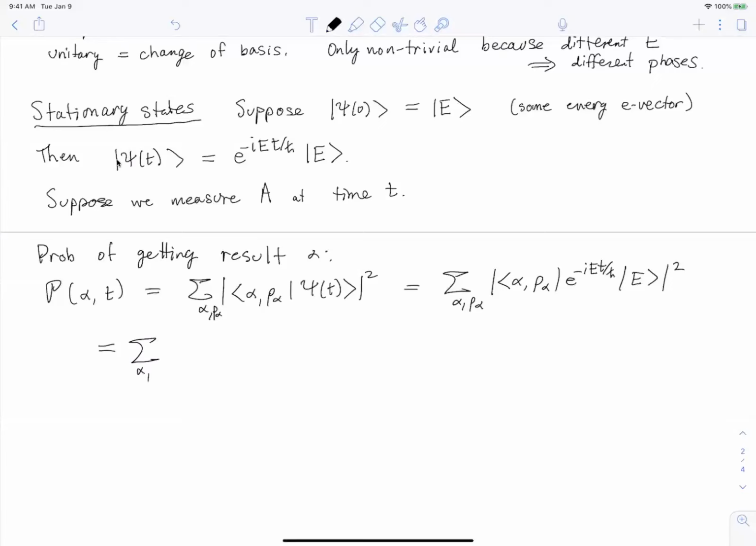Wait, what am I doing? I shouldn't be summing over alpha. You should have objected to that. Alpha is some fixed thing. So let me fix this. These sums should have been over rho sub alpha, not alpha. Alpha is fixed, some fixed thing.